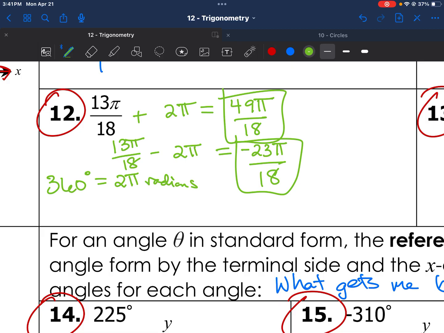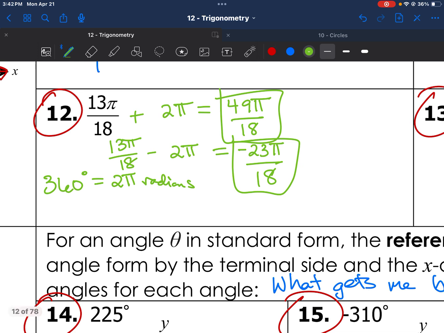Now, for some of you, it may be a little bit easier, just because radians are still new to you, to turn that into a degree and then work with it. And that's completely fine. If you want to turn 13 pi over 18 into whatever it would be in decimal form or in degree form, you're more than welcome to. Just make sure that your final answer matches the original question. So if you start with radians, your final answers need to be in radians.